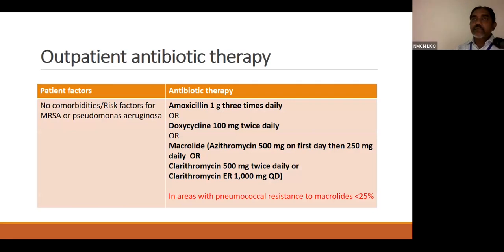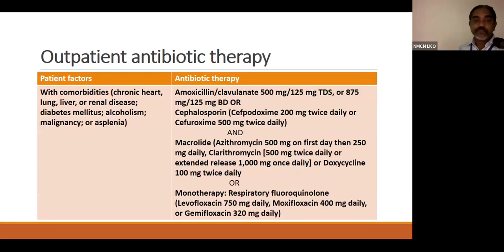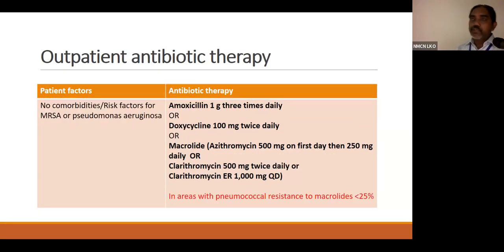These are the recommendations from the 2019 community-acquired pneumonia IDSA ATS guidelines: patients who do not have any comorbidities or any risk for MRSA or Pseudomonas, which I'll be telling later, can receive amoxicillin or doxycycline or a macrolide. But an important caveat is that a macrolide should only be used in areas where documented macrolide resistance is less than 25% for pneumococcal infections.